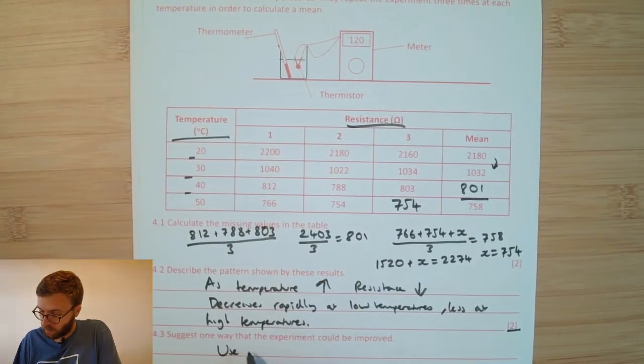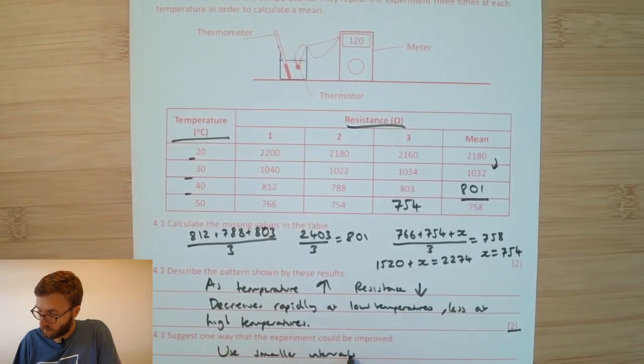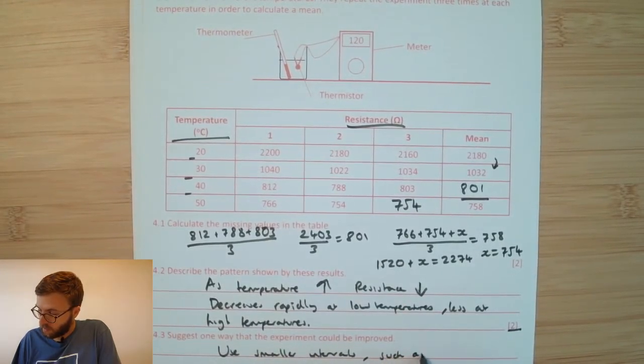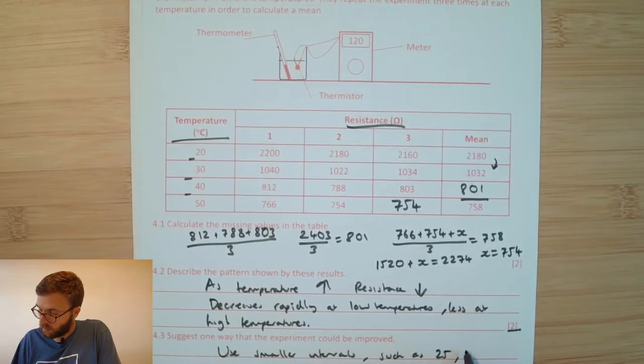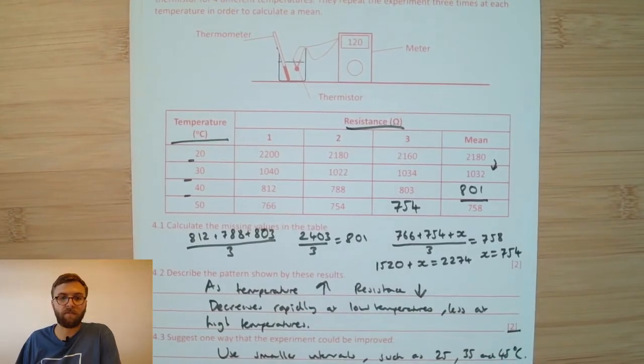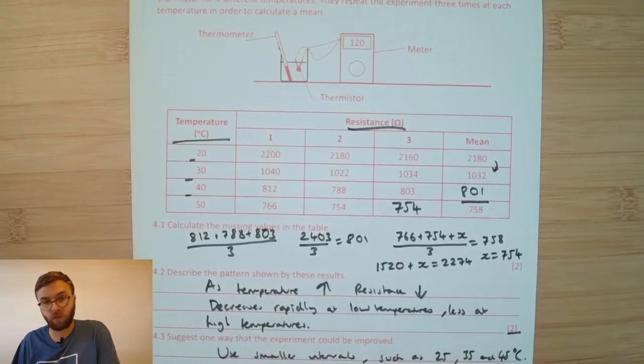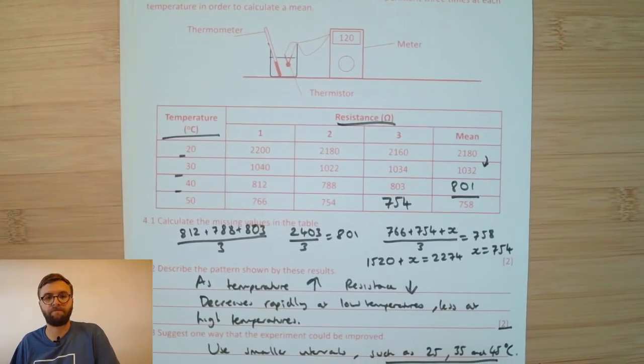So one suggestion would be to use smaller intervals, such as 25, 35 and 45 degrees Celsius. Always remember to give the examples to show that you know what you're talking about.